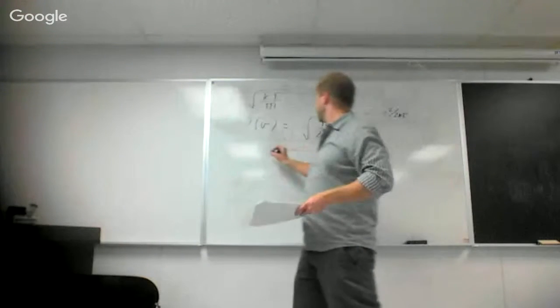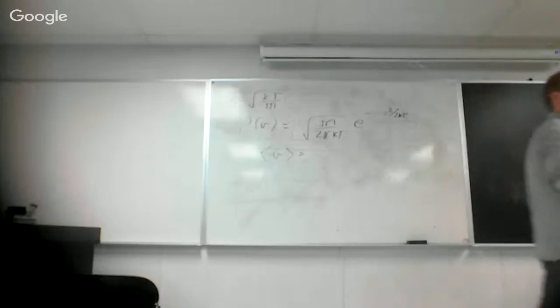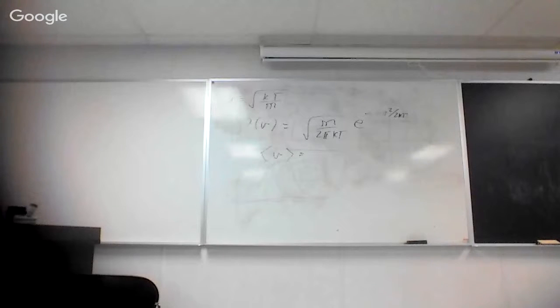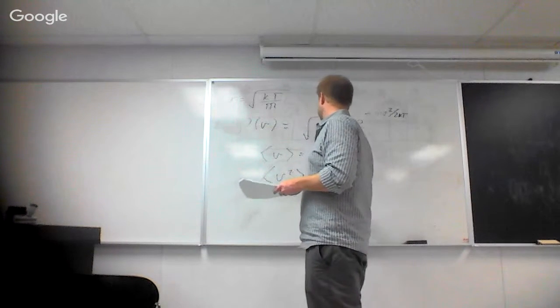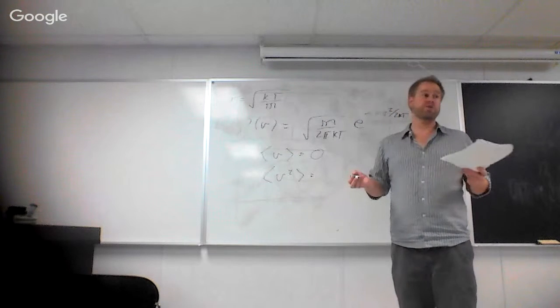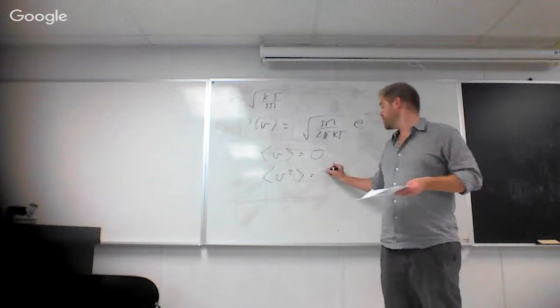So if we calculate the average velocity, what's that going to be equal to for this distribution? The vector should be 0, 0, right? Because our box shouldn't be moving. How about the average square velocity, which is obviously related to the kinetic energy? It's a half kT.